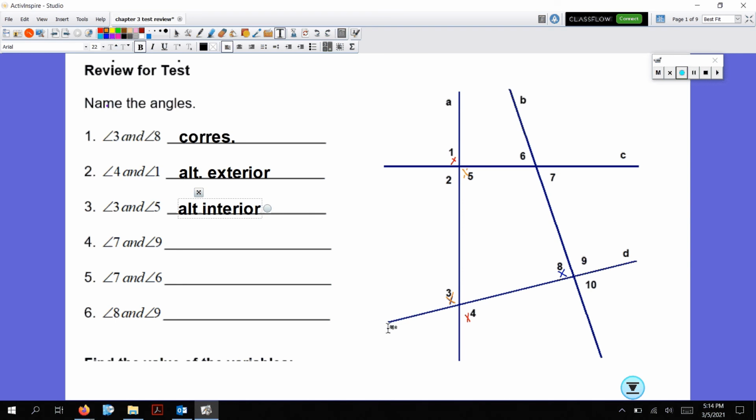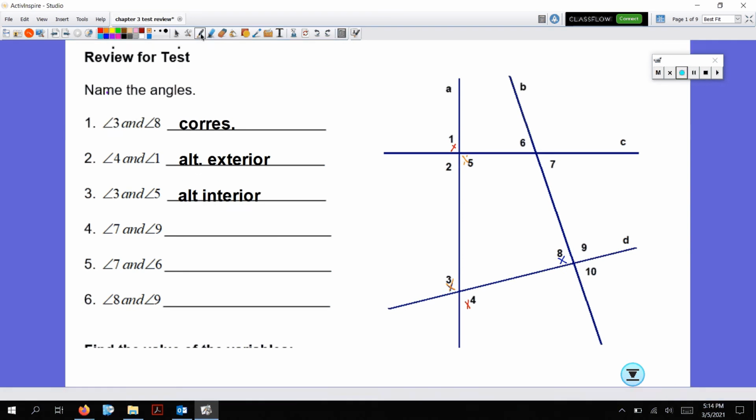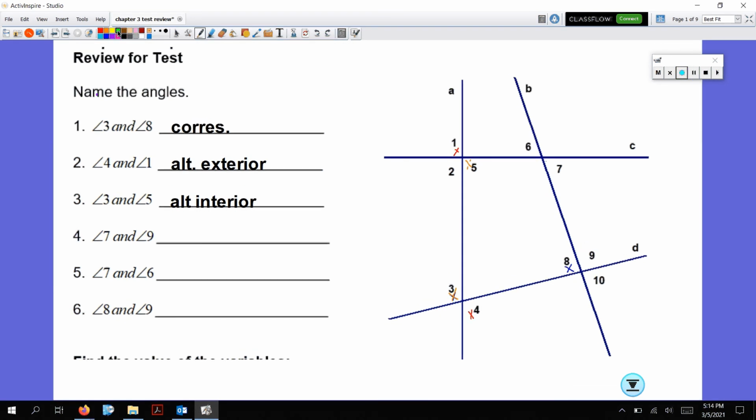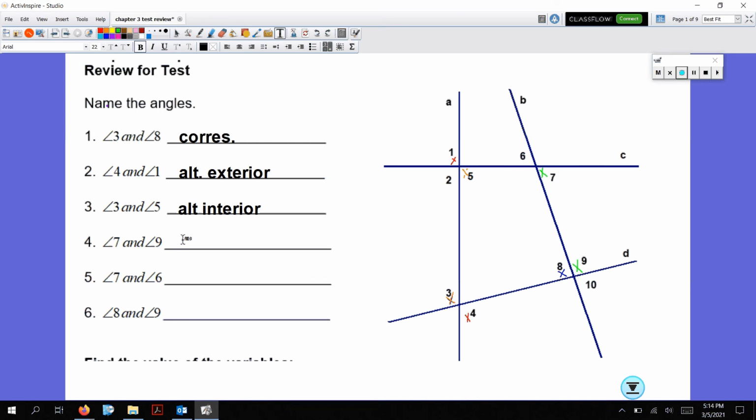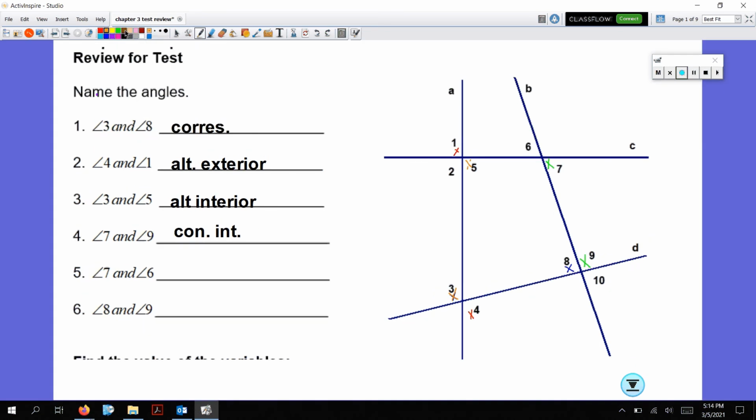All right, 7 and 9. 7 and 9 are consecutive interior. They're in between, on the same side of the transversal, one after the next. They are consecutive interior. Okay, angle 7 and 8. I'm going to use 7 again, and now an 8 down here. They are alternate interior.